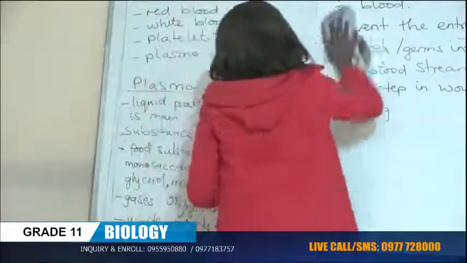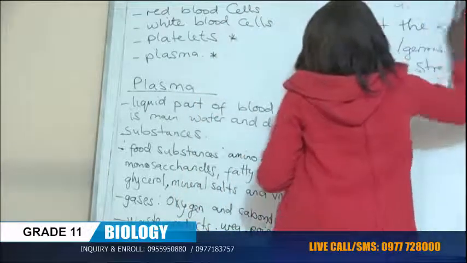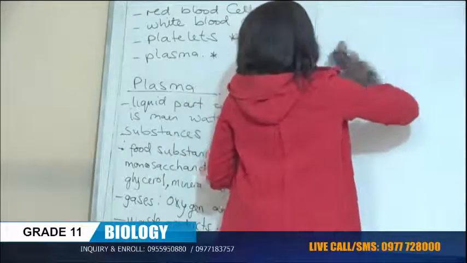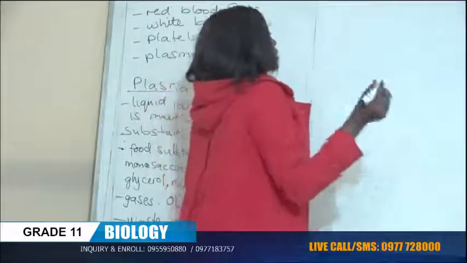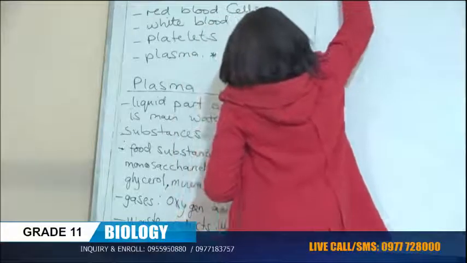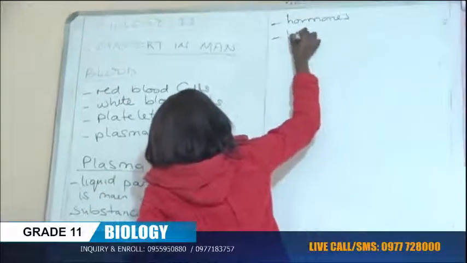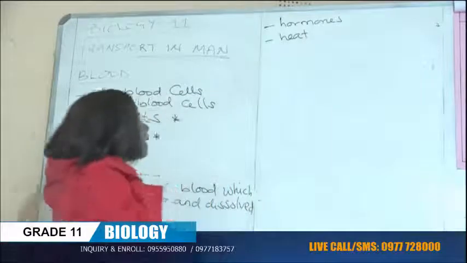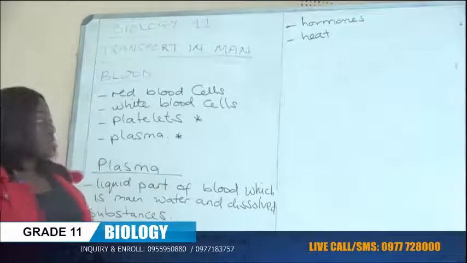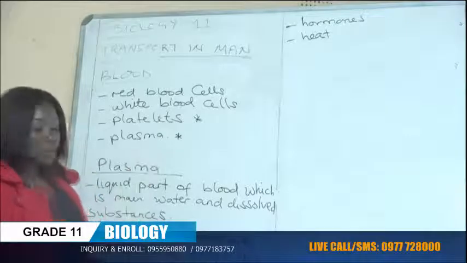Plasma also carries hormones. So hormones are also the dissolved substances found in plasma, which you will look at when you do endocrine glands, hormones, and also heat. When heat is formed in the body, it is carried throughout the body in plasma.